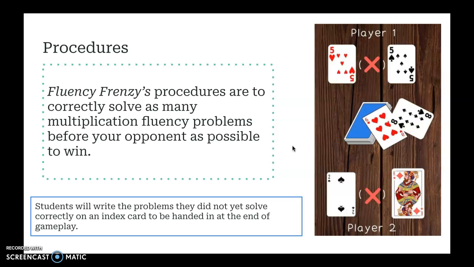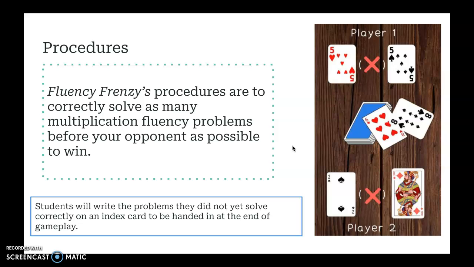So for the procedures, Fluency Frenzy's procedures are to correctly solve as many multiplication fluency problems before your opponent as possible to win. Students will write the problems they did not yet solve correctly on an index card to be handed in at the end of gameplay.